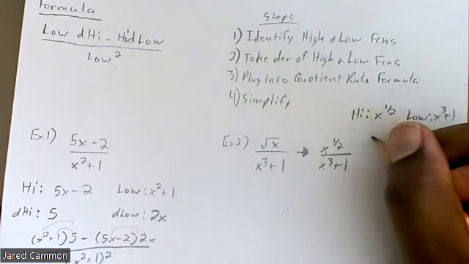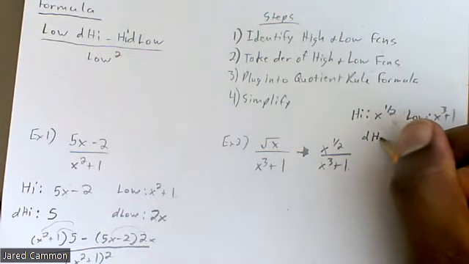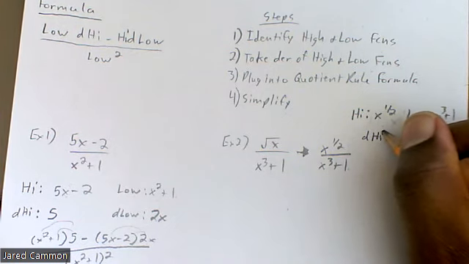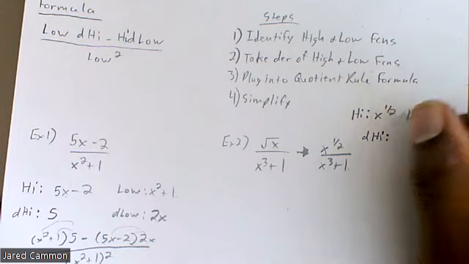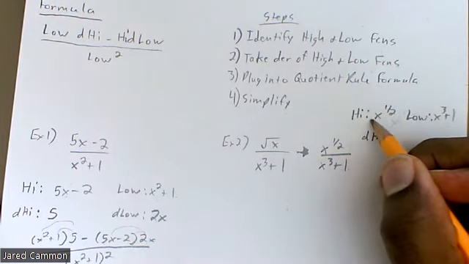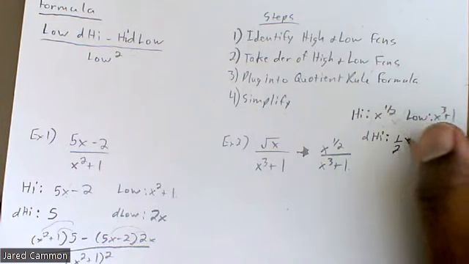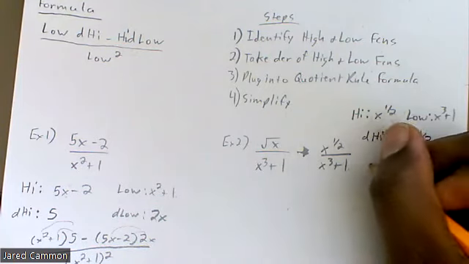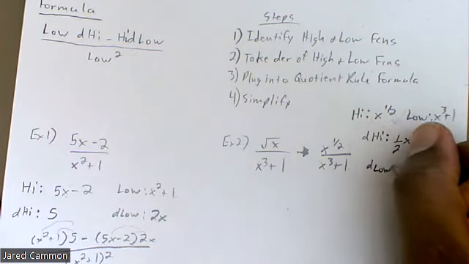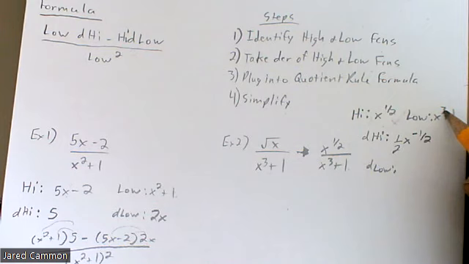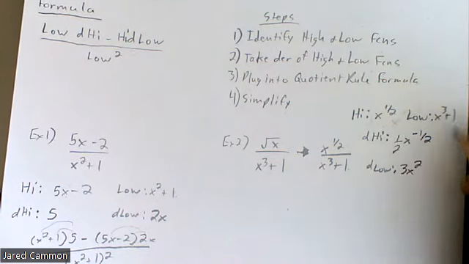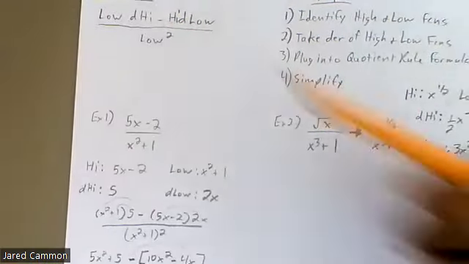Now we need the derivative of the high. So the derivative is just we take this exponent and multiply it by what's at the front. So we're going to get 1/2 x, and then we subtract 1, 1/2 minus 1, which gives us negative 1/2. So that's the derivative of the high, and then the derivative of the low is going to be, take the power rule, 3x, subtract 1 from that exponent, so 3x squared, and then derivative of 1 is just going to be 0. Now we just plug that into the formula.